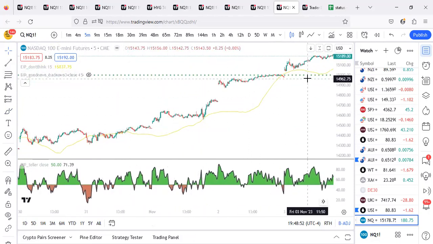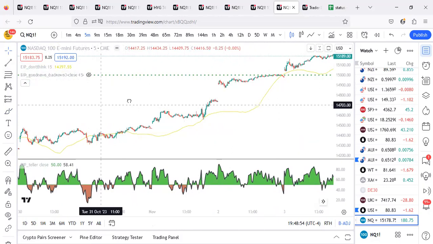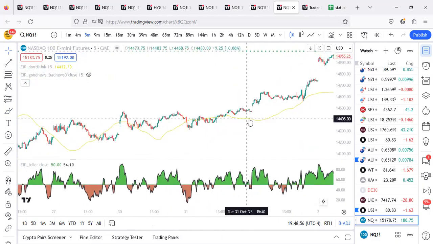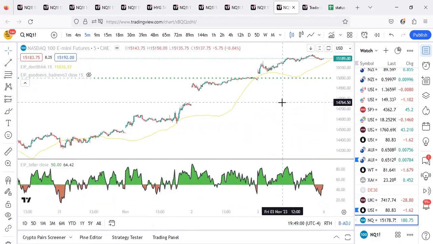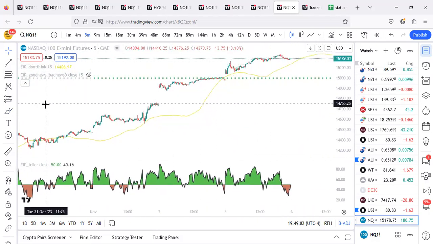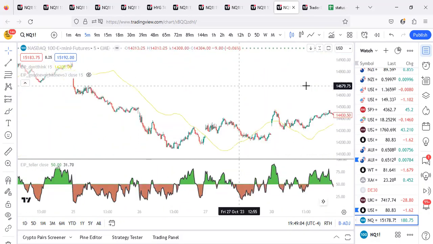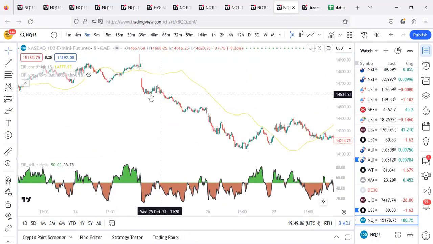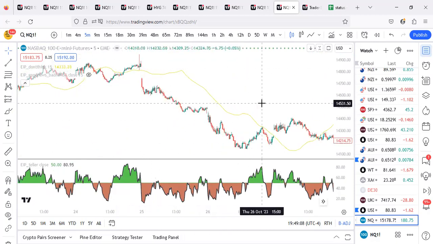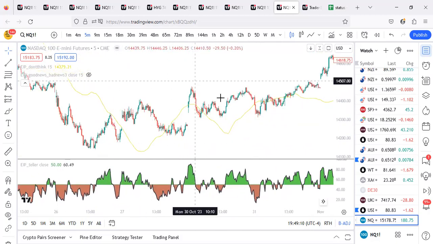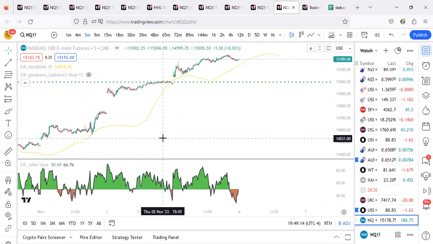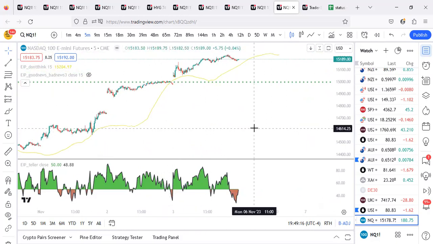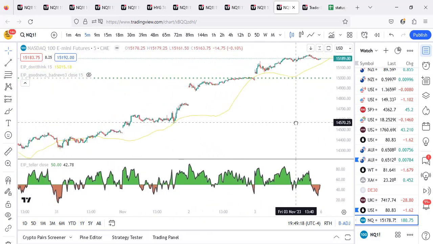This yellow Gann cycle is very awesome. As long as price is above the yellow Gann cycle, nothing is going to happen. Once the price goes below the yellow, the decline starts. So this is how you trade the Gann cycles, and this is how you pick the intraday dips and tops.